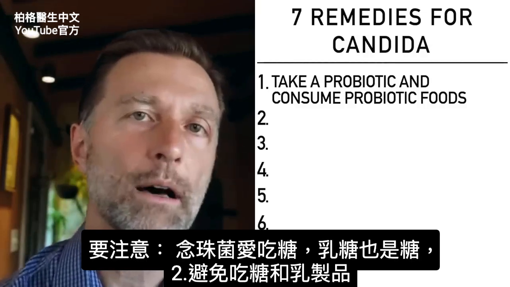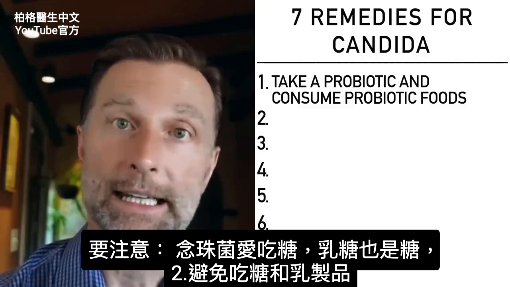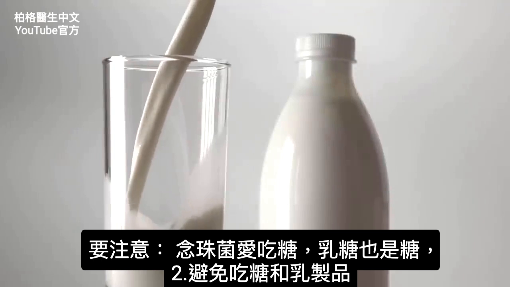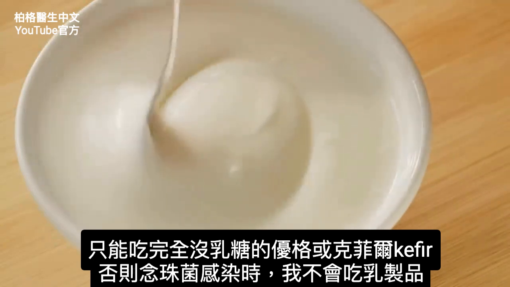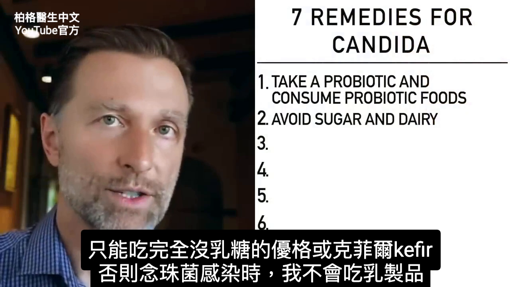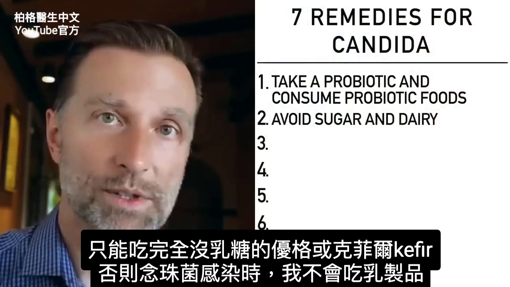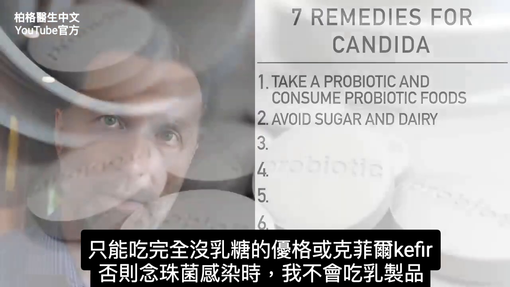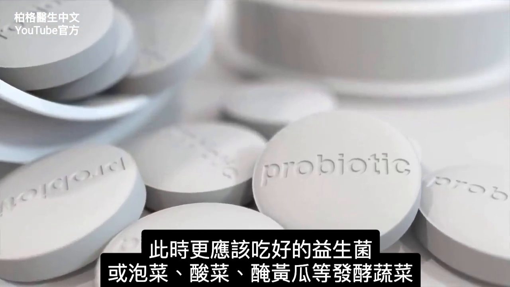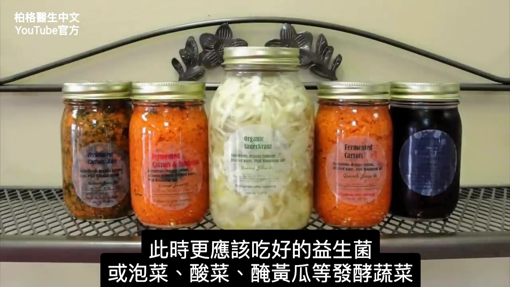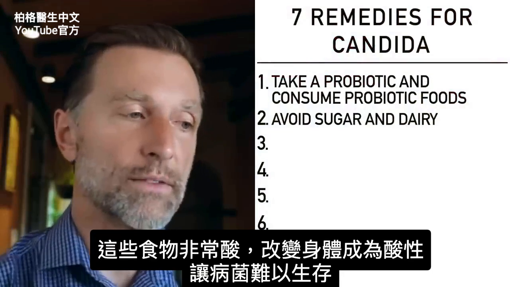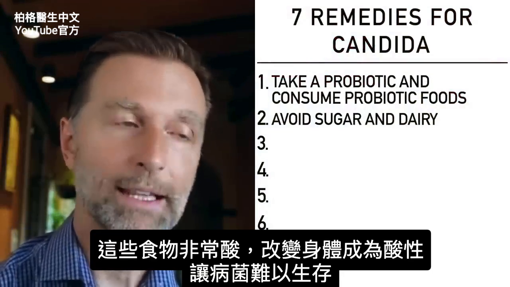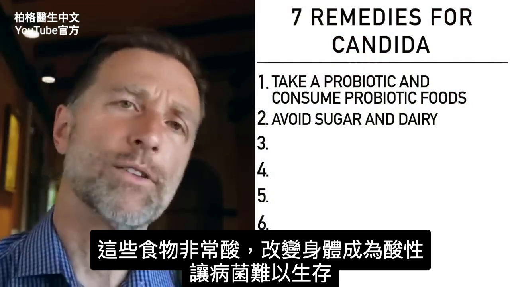But one of the things that feeds candida is sugar, and milk sugar is definitely a sugar. So let's talk about dairy. Can you do like yogurt or kefir? Well, it does have some lactose. Unless you can find some kefir without lactose, I would stay away from dairy at this point. Instead, you want to do probably some good probiotic, but also probiotic foods, as in sauerkraut, kimchi, pickles, fermented vegetables, those types of things. Those things are very acidic, and it's going to change the pH, making the environment very unfriendly for this pathogenic candida.